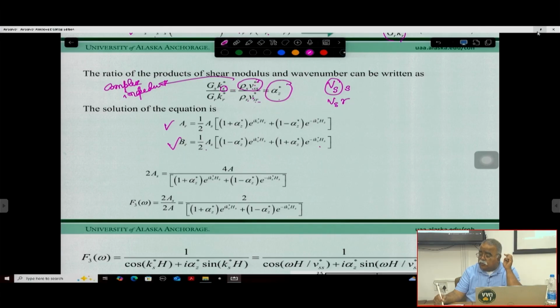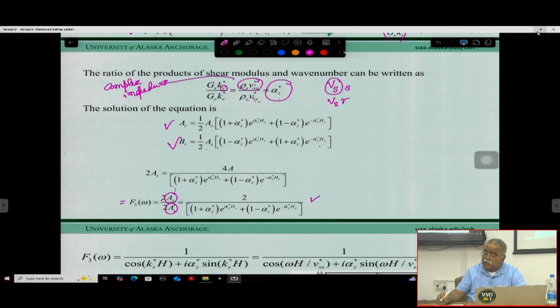I think this has to be the AR, but anyway, they have put A here. So this is your AS by AR, that is the amplitude at the surface and the amplitude at the rock. If you can do that, basically these two get cancelled. So then you can get this number equal to this one. So this is basically your transfer function for the soil.